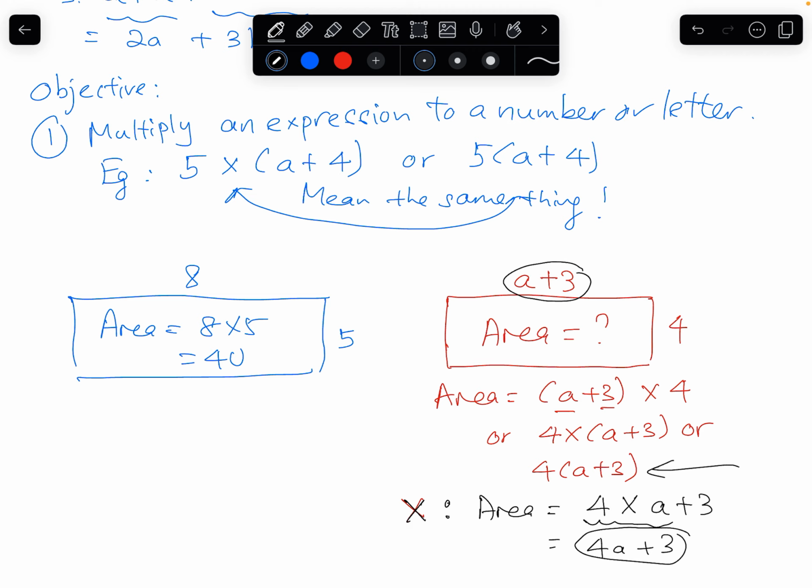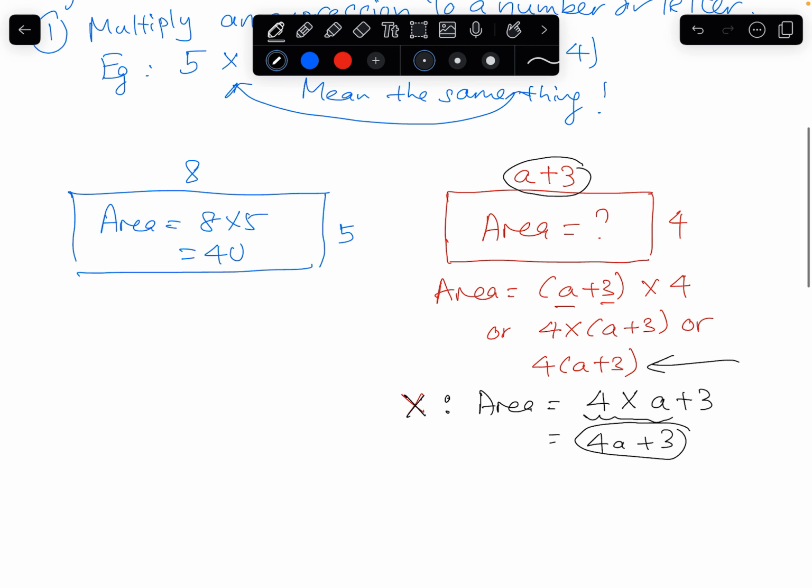Now, I'll show you how to simplify what is 4 multiplied by a plus 3. I'll show you what is the correct answer for this, because I'm going to show you 2 different ways of how we can actually do the multiplication of 4 multiplied by a plus 3. So please do follow this really important part of the lesson.